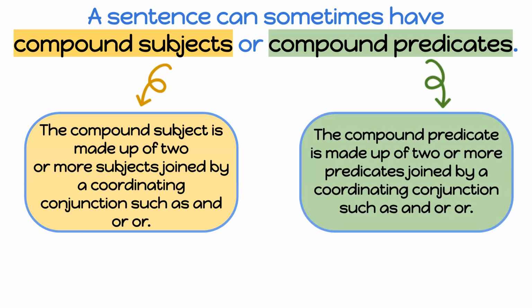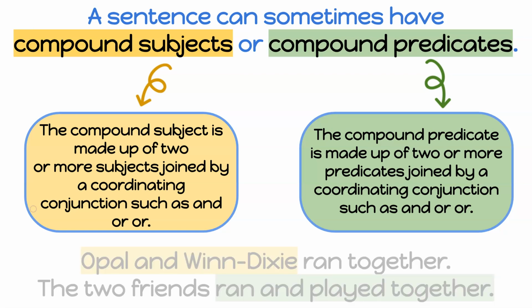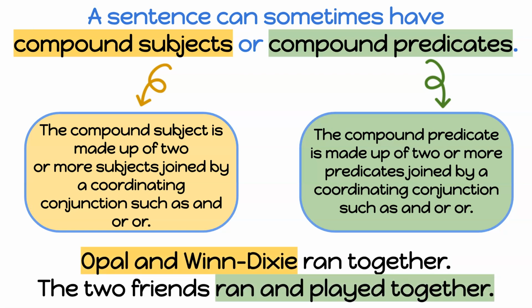The compound predicate is made up of two or more predicates joined by a coordinating conjunction such as and or. So this just means that the subject might be doing two things or is two things. Here's my example. Opal and Winn-Dixie ran together. The two friends ran and played together. Let me bring up my thinking questions to see why I identified the compound subjects and compound predicates like this.